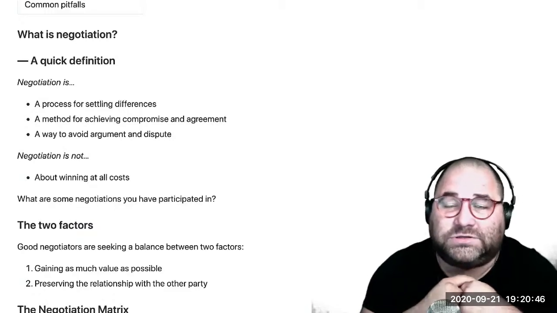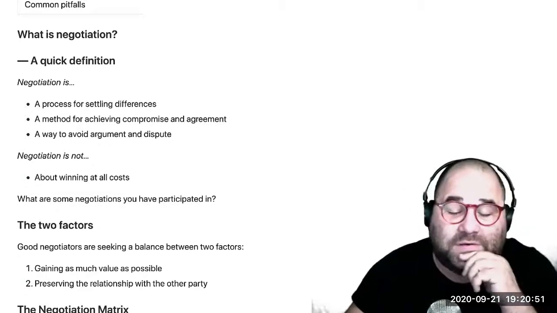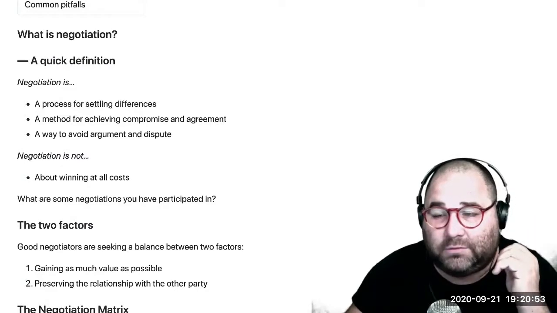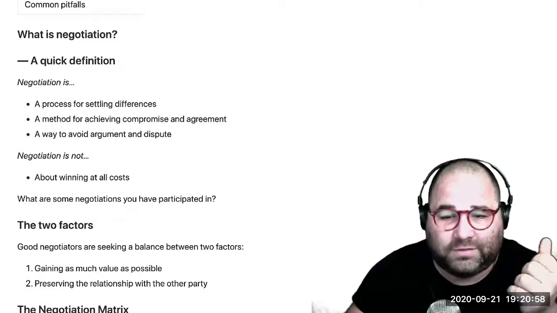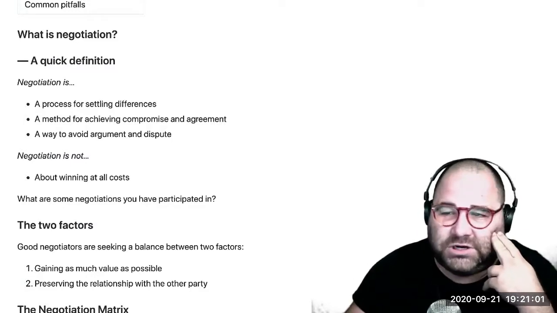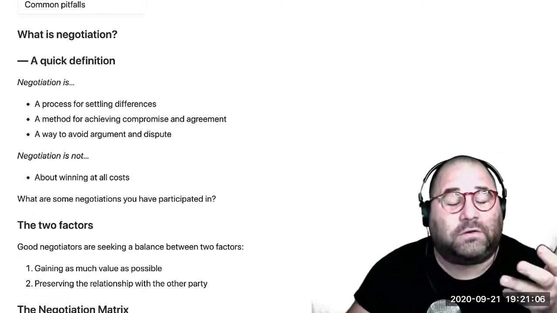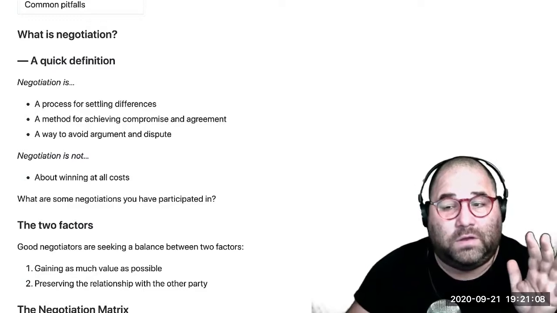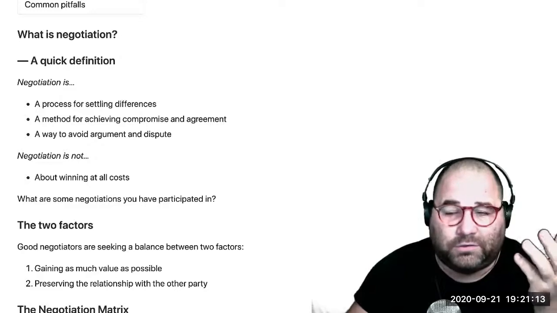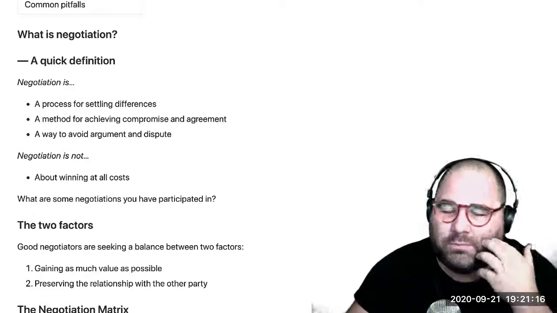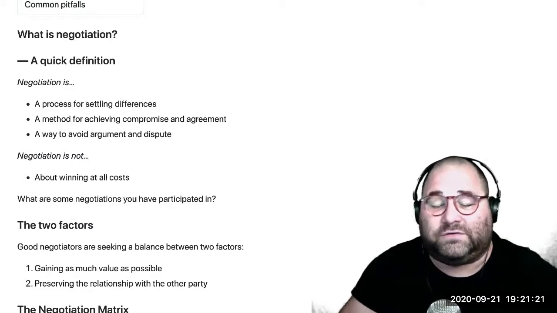And negotiation is not about winning at all costs. It's a really common misconception. It's not about stonewalling the other person so you can get as much as possible out of them, so you can get the perfect deal. That's not what negotiation is about. Negotiation is about settling differences, compromising on an agreement, and avoiding dispute. If you try to win at all costs, all you're going to do is burn bridges, and people will not want to work with you. You'll develop a reputation of stonewalling people, and then they're going to try and figure out ways around you. But what are some negotiations you've all participated in?